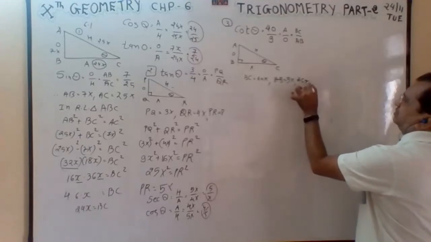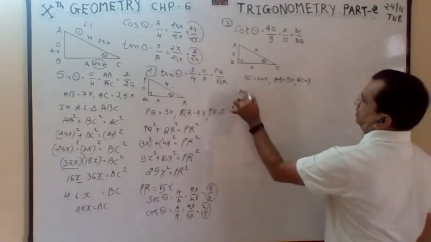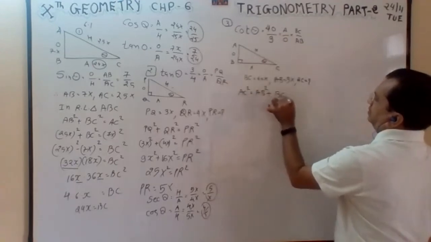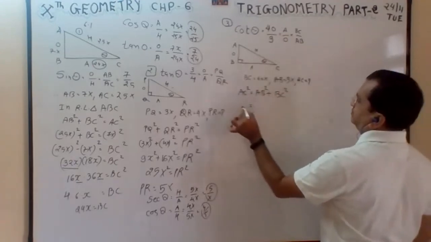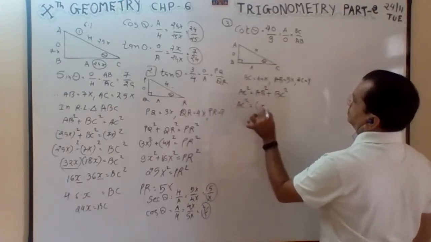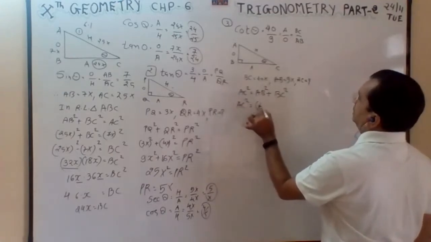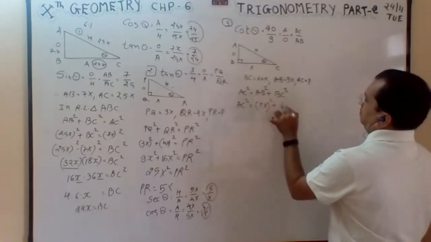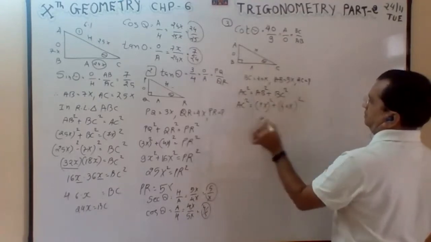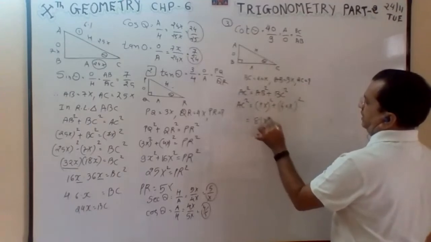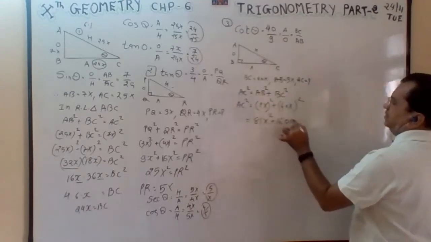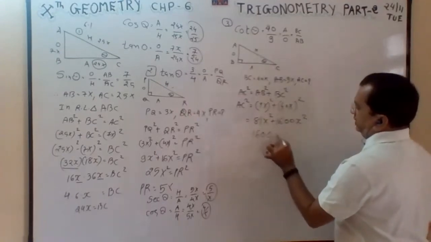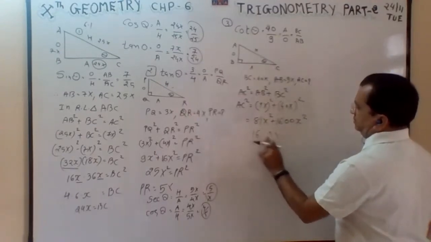This is the question. So AC squared is equal to AB squared plus BC squared. AB is 9x squared plus 40x squared, 81x squared plus 1600x squared, 1681x squared.